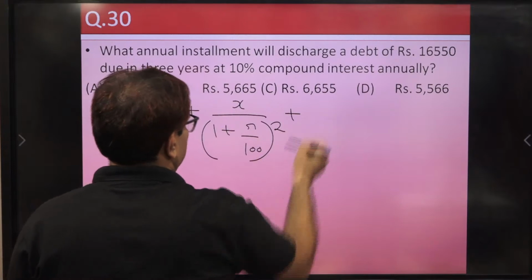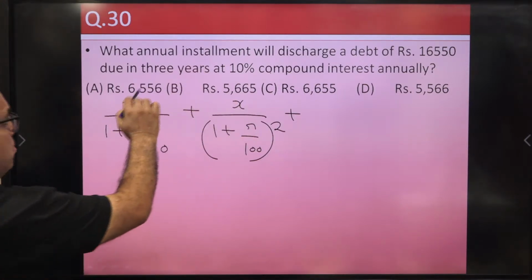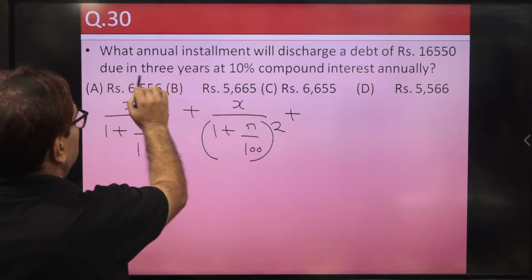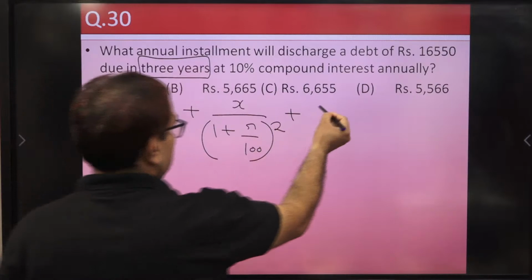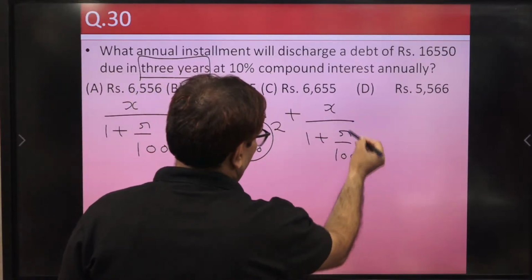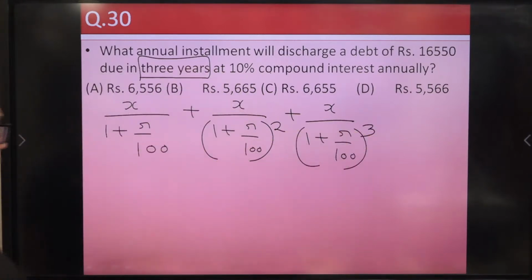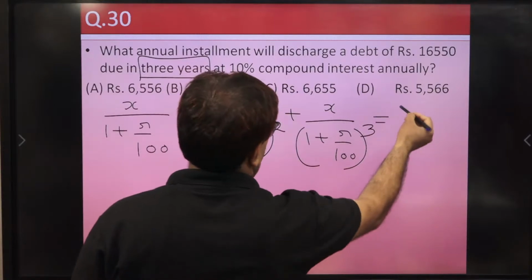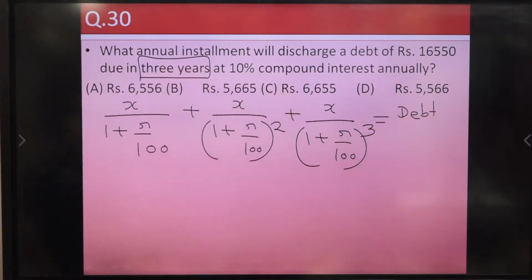And then plus, now how many terms we have to write? Number of terms is equal to number of years. So this is to be done in 3 years. So 3 terms we will write. So x upon 1 plus r upon 100 whole cube. Number of terms will be equal to number of years. And this quantity should be equal to the debt, and r is the rate of interest.